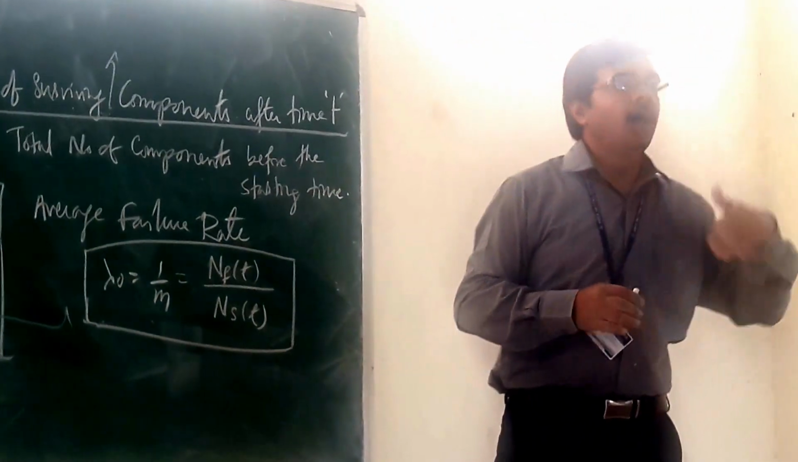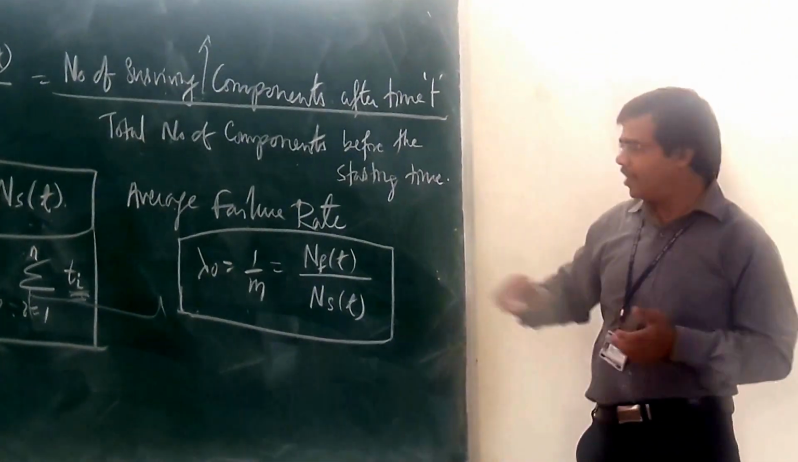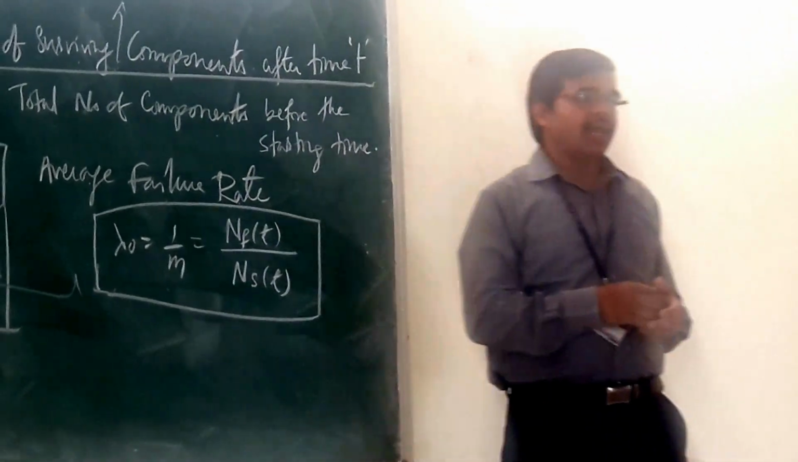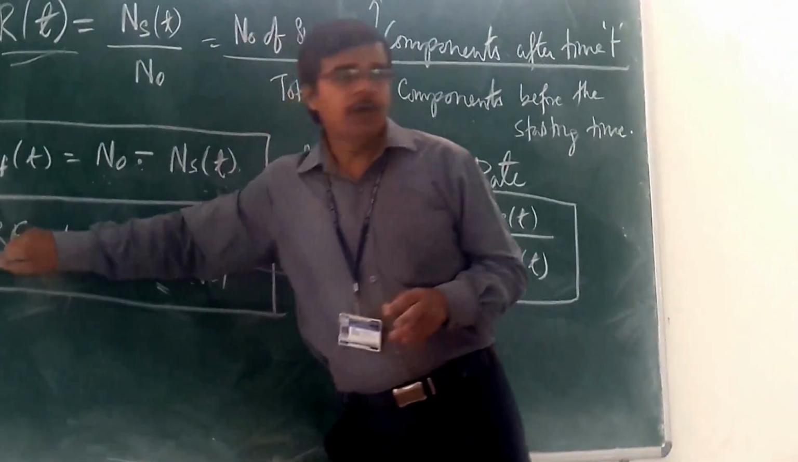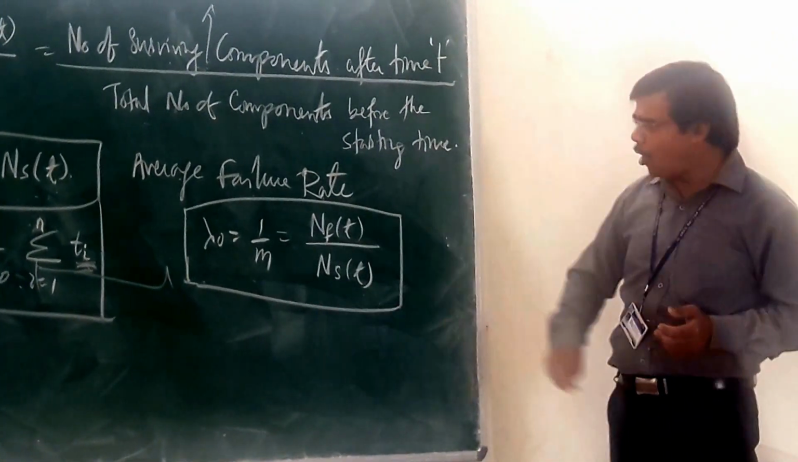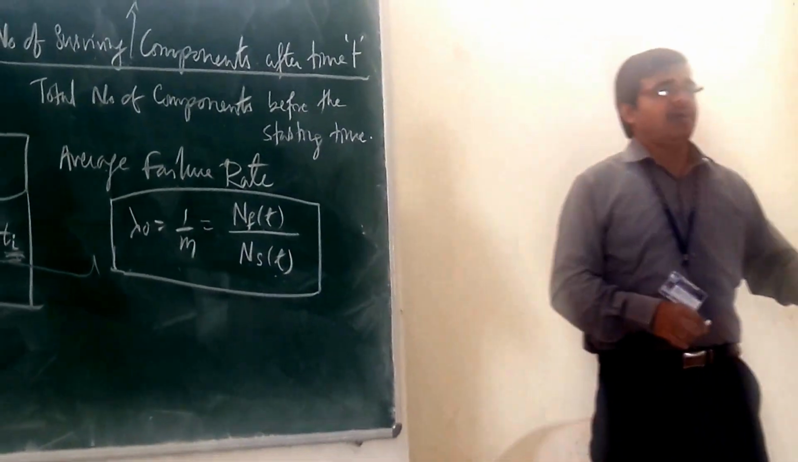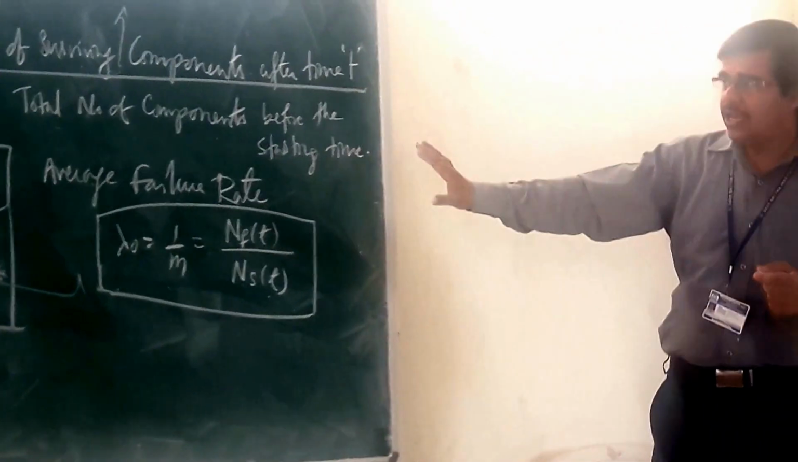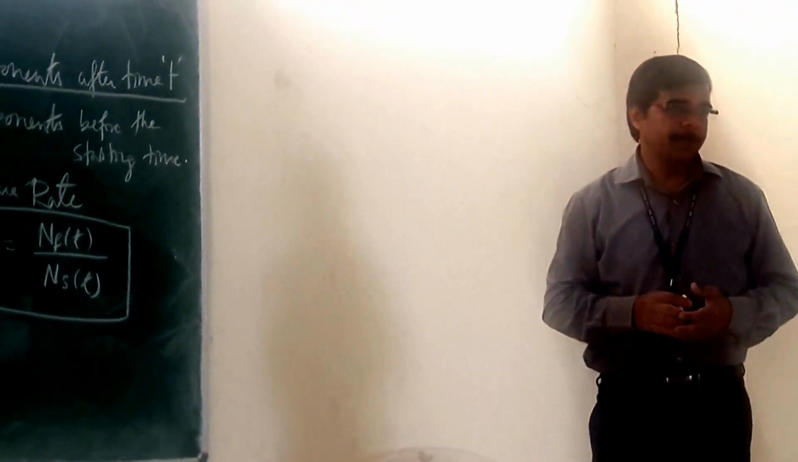The reverse of it is your average failure rate, denoted as lambda naught. So what is the average failure rate? It is the reverse of your mean time before failure. It is the ratio of the number of failed components to the number of surviving components. So these are some of the parameters and variables that we should know when we are discussing the reliability of a system.